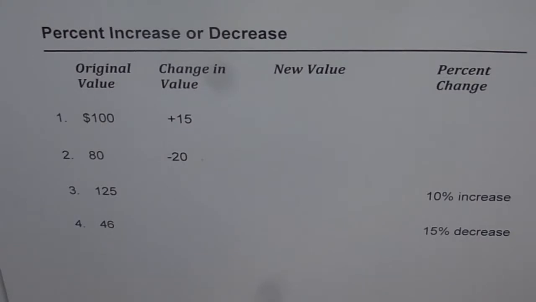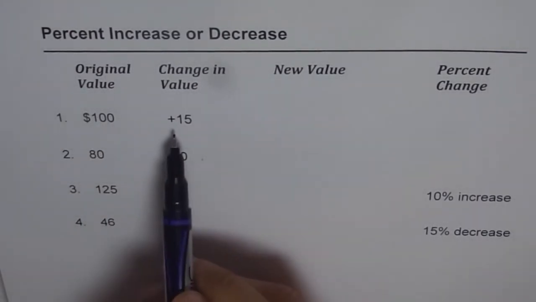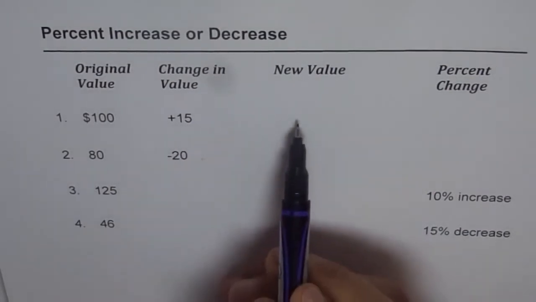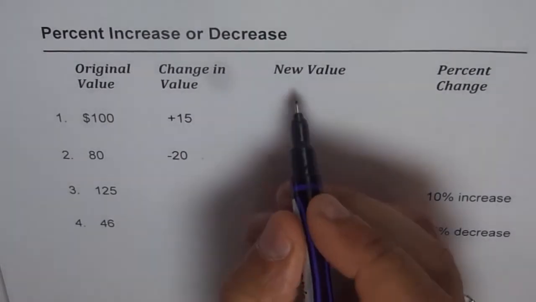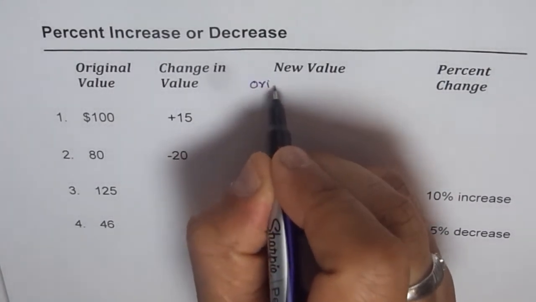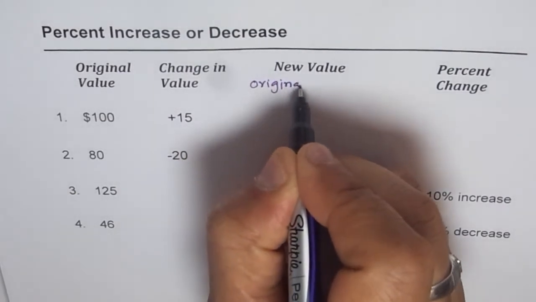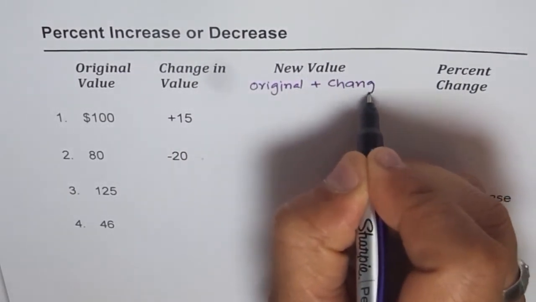So let's see how they are related. If the original value is given to us and the change is positive, new value will be original value plus the change in value, correct? So we can write the formula here. So new value is original plus change, right? That is the new value.